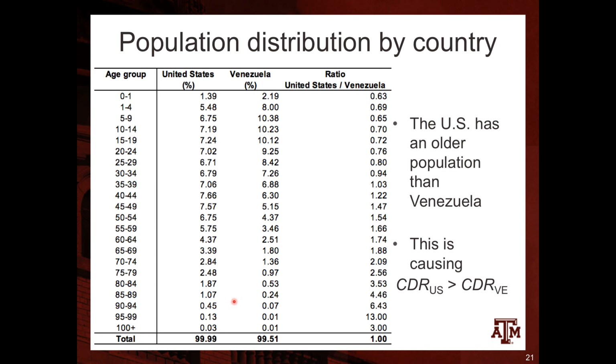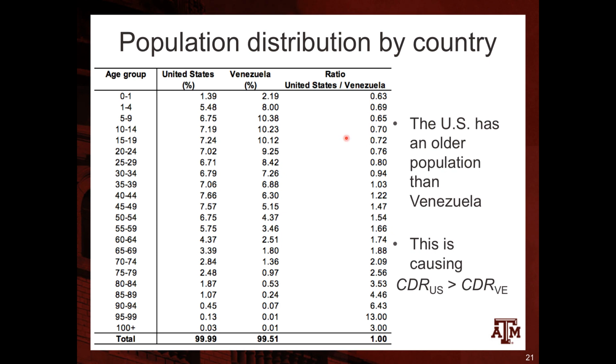And just to make it even clearer how that happens, if you just divide this percentage from this column for the US by the column of Venezuela, you have this ratio here. So whenever this ratio is below one, you have proportionally more people in Venezuela in these age groups than in the US. When this ratio is above one, which happens starting at the age group 35 to 39, it means that in the US, proportionally, you have more people in these groups than in Venezuela. So that's exactly what you see. More people in the US proportionally in older groups, and fewer people in the US proportionally than in Venezuela in younger groups.